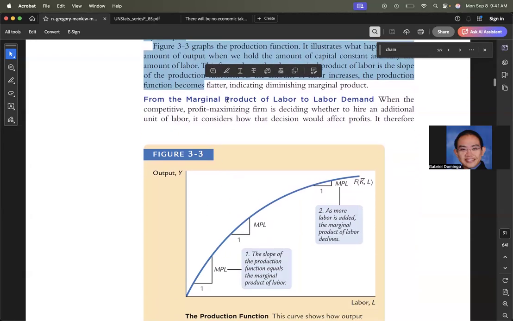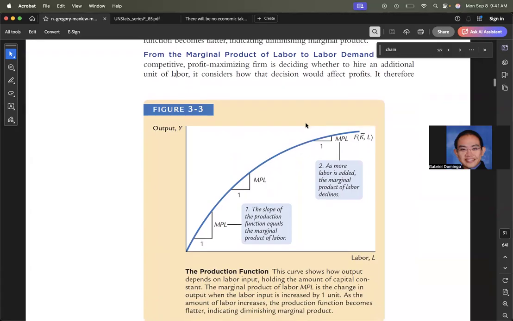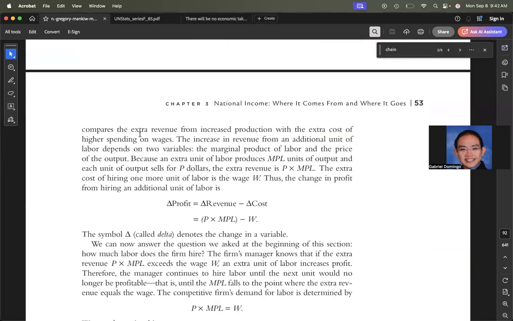So from the marginal product of labor to labor demand: when the competitive profit-maximizing firm is deciding whether to hire an additional unit of labor, it considers how that decision would impact profits. It therefore compares the extra revenue from increased production with the extra cost of higher spending on wages. The increase in revenue from an additional unit of labor depends on two variables, the marginal product of labor and the price of output.